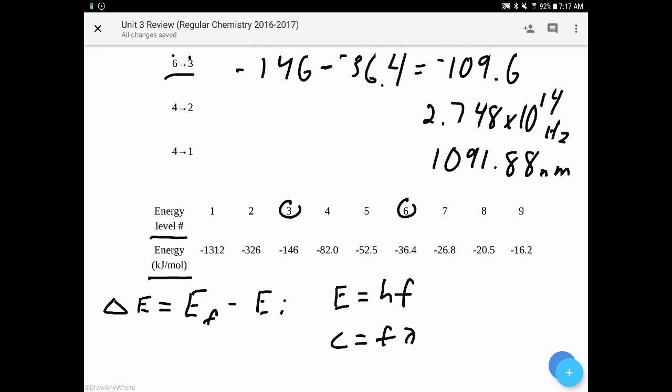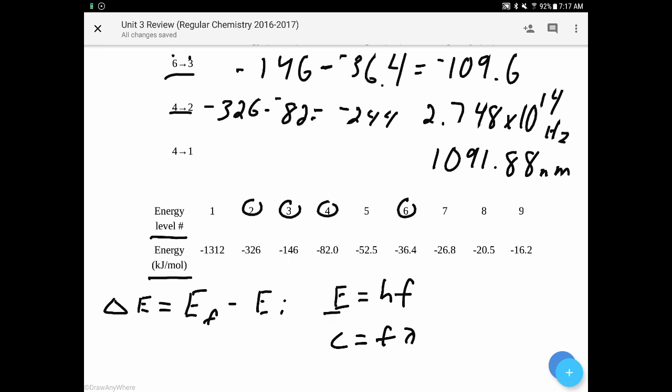Okay, now, next one, same thing. We take our energy of number 2, we take our energy of number 4, and we subtract them. So, negative 326 minus negative 82. And that turns out to be negative 244 kilojoules per mole.